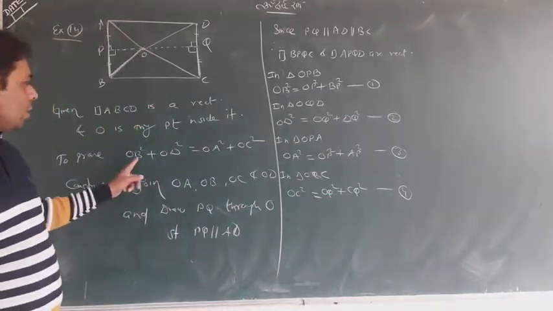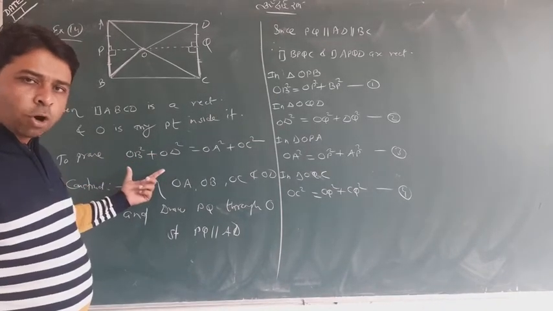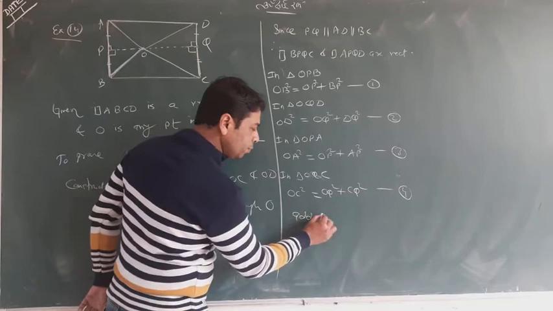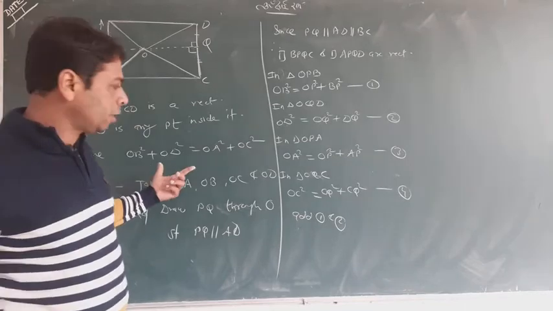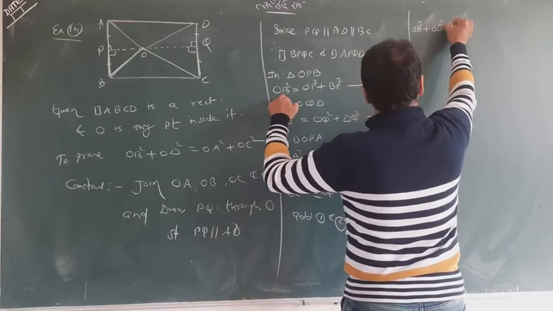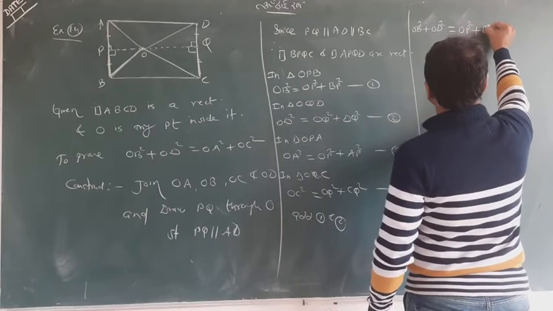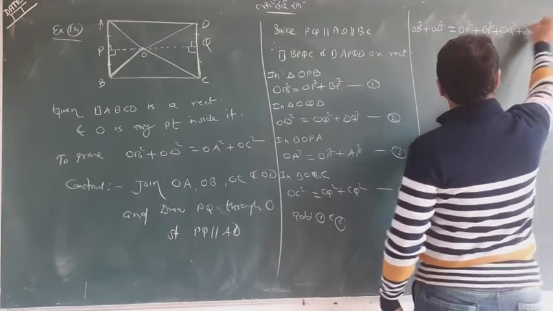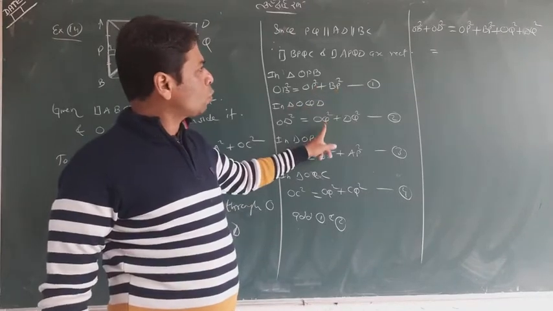We have 4 equations, and you can understand that I need OB square plus OD square on the left hand side. So add 1 and 2. Why? Because I need OB square plus OD square. Okay, so I have OB square plus OD square. Left to left I add, and right to right I'll add OP square plus BP square plus OQ square plus DQ square. This section we have got: OP square plus BP square plus OQ square plus DQ square.